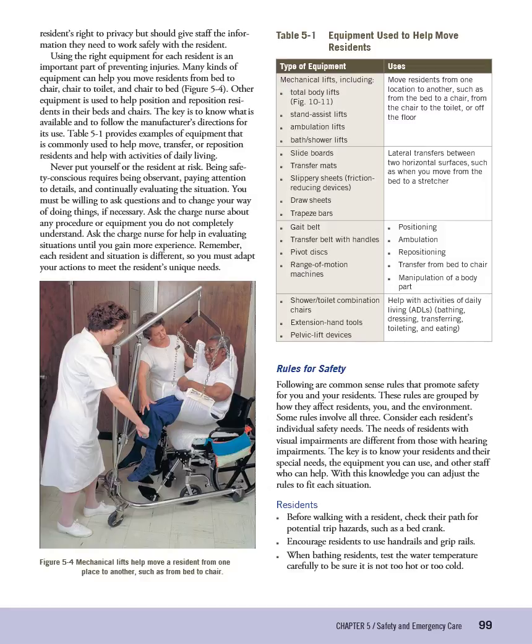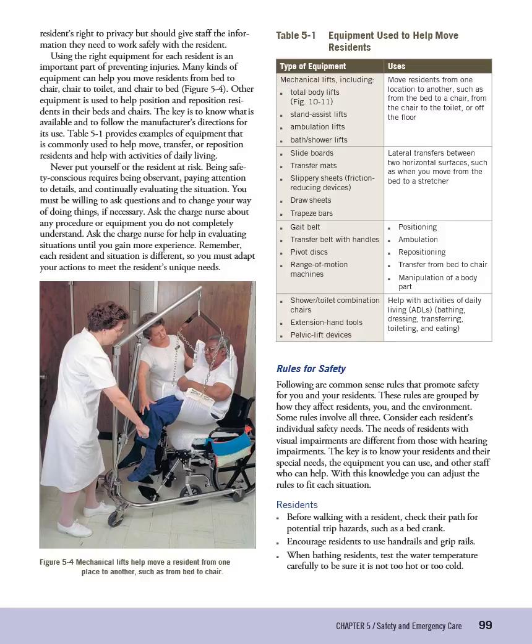Using the right equipment for each resident is an important part of preventing injuries. Many kinds of equipment can help you move residents from bed to chair, chair to toilet, and chair to bed. Other equipment is used to help position and reposition residents in their beds and chairs. The key is to know what is available and to follow the manufacturer's directions for its use. Table 5-1 provides examples of equipment that is commonly used to help move, transfer, or reposition residents and help with activities of daily living. Never put yourself or the resident at risk.